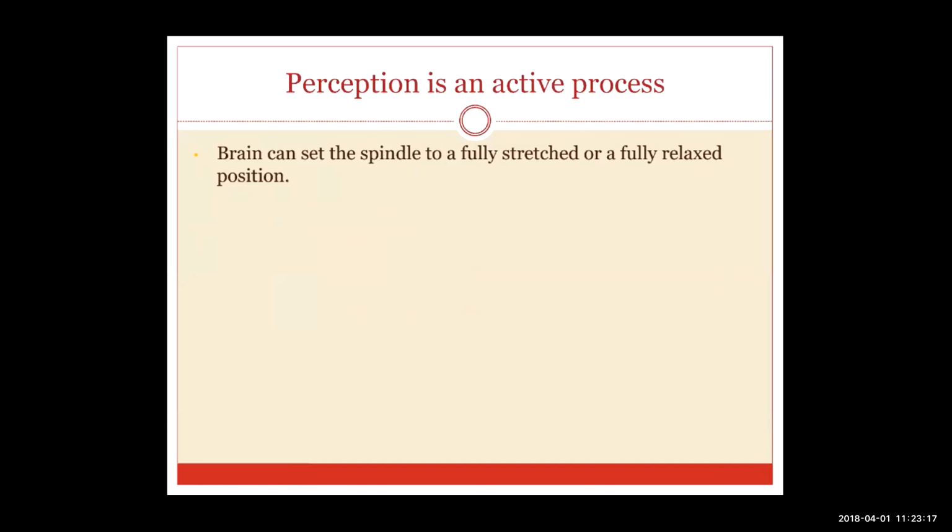So we need to understand that perception is not just a process where you send all the impulses and the brain interprets it. Perception is an active process, right? And what information has to go to the brain can actually be controlled. If the brain decides to reduce the amount of gamma activation, then you cannot perceive when a spindle is being stretched. I hope you would be able to visualize this.